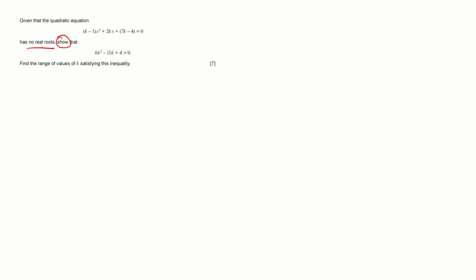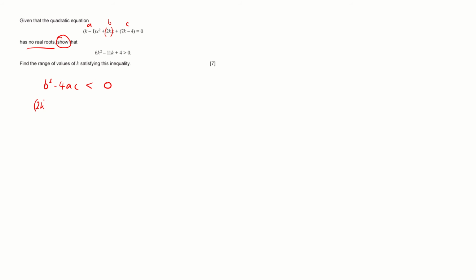So no real roots. If an equation has no real roots, that means that b squared minus 4ac, the discriminant, is less than 0. There's your starting point. I have a quadratic equation here where a is k minus 1, b is 2k, and c is 7k minus 4. I'm going to sub them in, and I will end up with an inequality. And if I rearrange and simplify that inequality, I will end up with this. So, probably going to be quite a difficult one to expand and rearrange. I'm going to take this quite slowly.